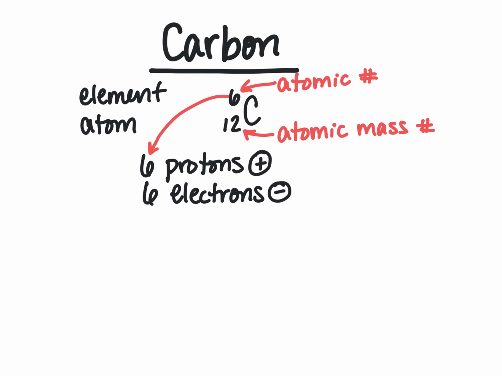Now if we look at these two numbers together, we can take the atomic mass number of 12 and subtract the atomic number of 6 and get the answer of 6 neutrons. So an atom of carbon has 6 protons, 6 electrons, and 6 neutrons. Remember that neutrons are the neutral subatomic particle, so they do not have a positive or negative charge associated with them.